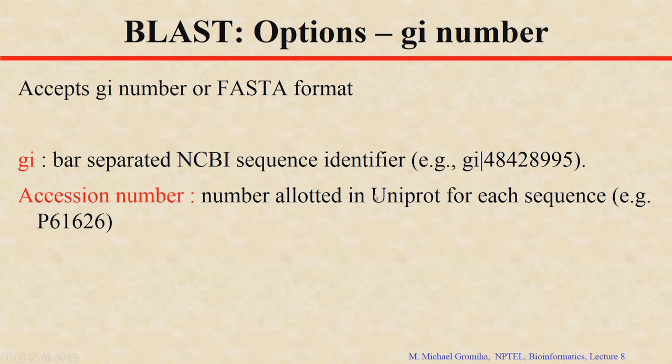Then the accession number, you can give the UniProt one, right. You discussed the UniProt database, right. So, you can see this is a number, P61626. If you give this number, BLAST accepts this number and takes the sequence directly from the UniProt database. Everything is mapped. So, if you give these numbers, they can directly get the sequence from the relevant databases.